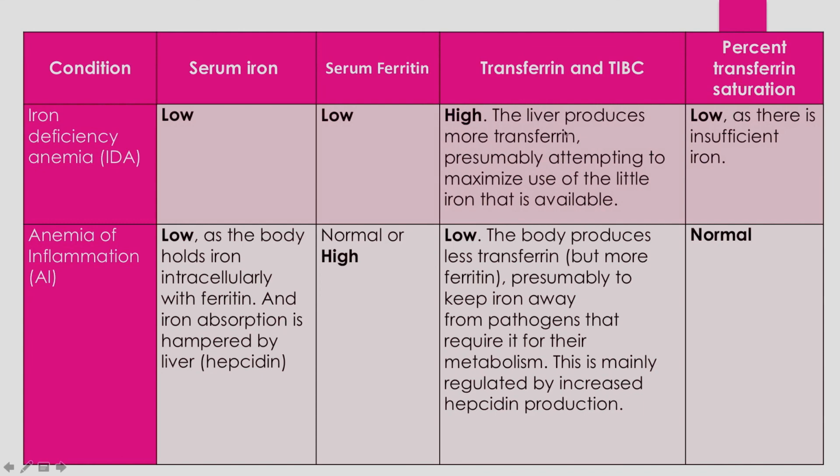So this is the complete picture of how an iron deficiency anemia is diagnosed: the serum iron will be low, serum ferritin will be low, transferrin and TIBC, total iron binding capacity, will be high, and the percent transferrin saturation will be low. In fact, you can remember that in iron deficiency anemia everything will be low apart from TIBC. We will talk about anemia of inflammation in the coming slides.